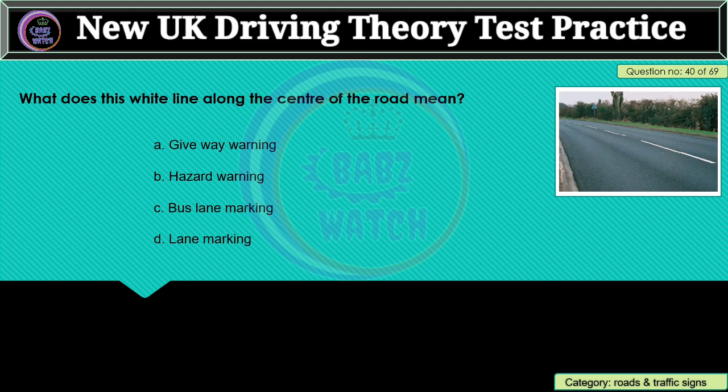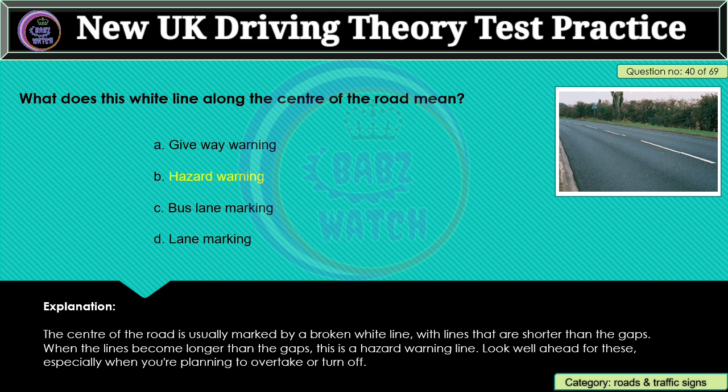Question 40 of 69. What does this white line along the center of the road mean? A. Give way warning. B. Hazard warning. C. Bus lane marking. D. Lane marking. The correct answer is B.